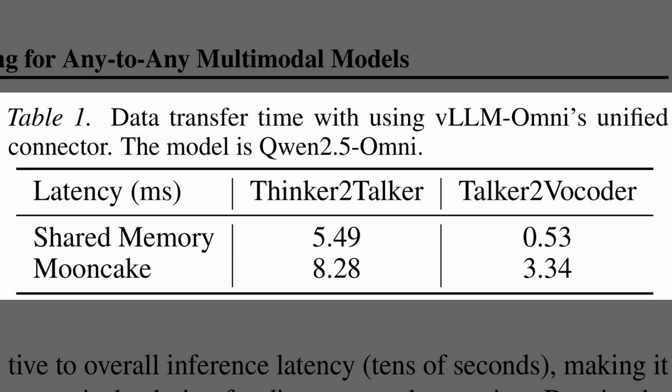Okay, Figure 6 proved the performance gains, so Table 1 investigates the potential cost, the data transfer latency between these disaggregated stages. It breaks down the time, in milliseconds, to move data from the thinker to the talker, and then to the vocoder. The results are striking because the overhead is negligible. Even using the distributed mooncake store, transfer times stay under 10 milliseconds. This confirms that splitting the model across GPUs introduces virtually no penalty compared to the total inference time.